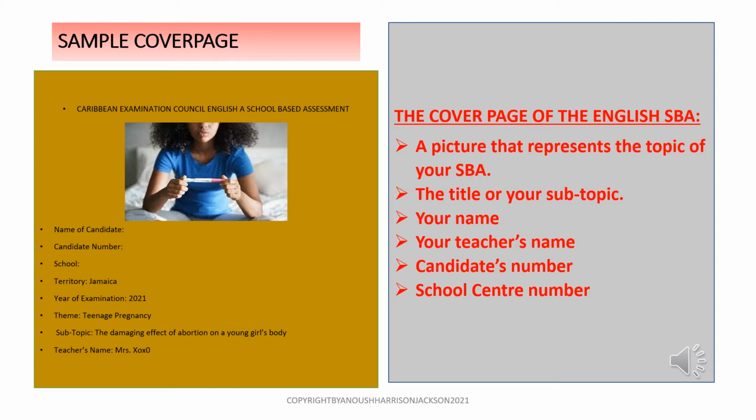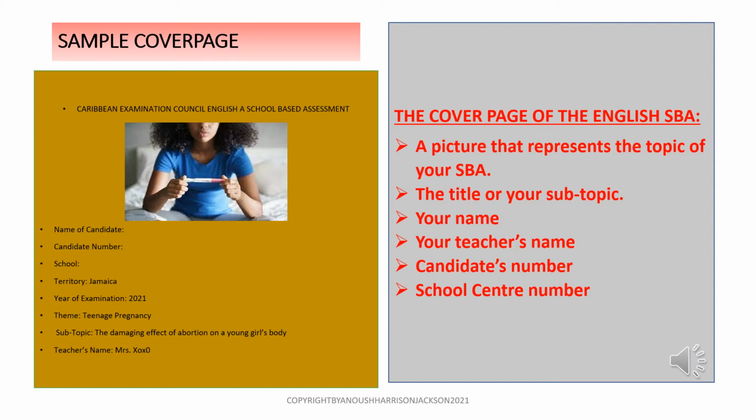You will see here, based on the sample, that the student has it in chronological order. So the name of the candidate is first, and the candidate's number. This is a number that you are usually given after you have registered for your CXC. Your parents have paid for your CXC, or your guardian has paid for your CXC, and the school is sent a number. If you're doing it privately, you're given a number, right? So that candidate number, and then the name of the school and the center number.